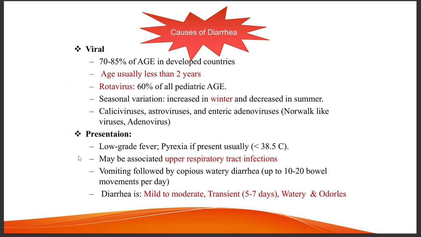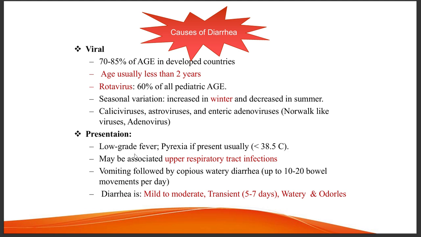So for viral diarrhea, the presentation is a child is going to have a low grade fever, pyrexia, less than 38.5. The fever is not that much. It can actually be associated with an upper respiratory tract infection because these viruses can also tend to affect the respiratory system. Vomiting is going to be followed by copious watery diarrhea. Usually the diarrhea here is watery, even up to 10 to 20 bowel movements per day.